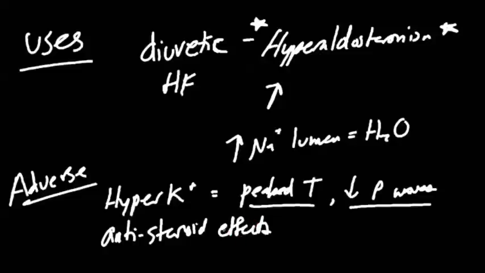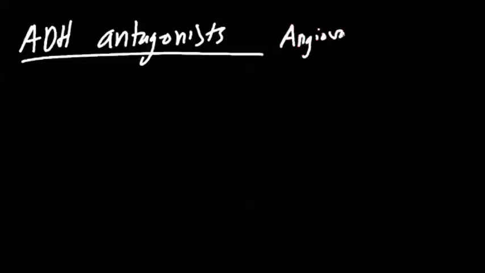All right, one more diuretic to go if you're following along. Otherwise, thank you very much. So we're going to bring this diuretic discussion on home with a discussion on ADH antagonists. ADH is simply antidiuretic hormone, also known as vasopressin.